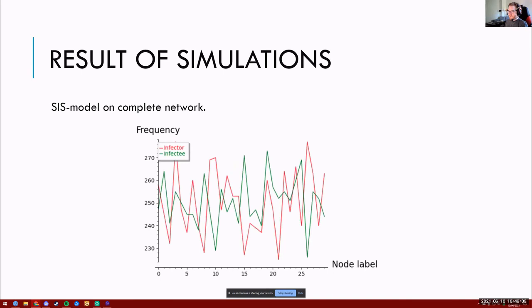And then lastly, we have the SIS model on complete network, where you have to look at the scales. It's from 230 to 270, and right here it looks spiky, but it's actually quite uniform. Should have changed the scale here. It's really easier to see, but there's no bias towards any node. Every node is completely symmetrical to any other node, and so it behaves about as expected.